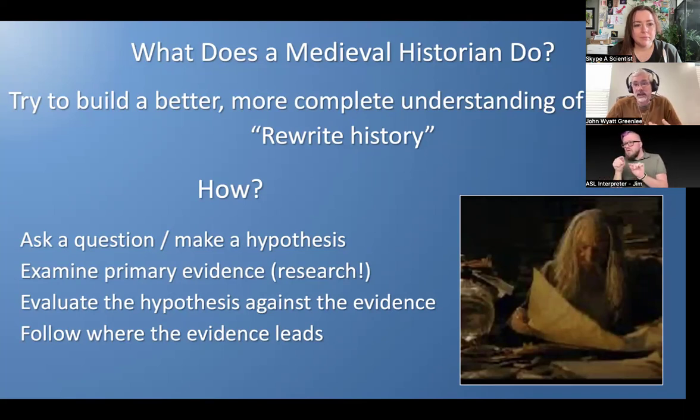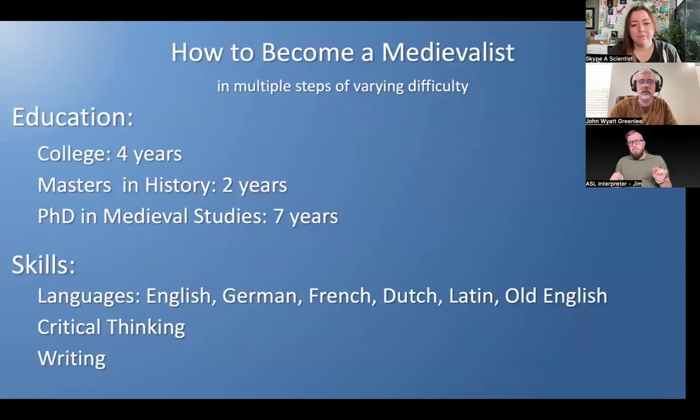And then I evaluate my hypothesis against that evidence. Does the thing that I thought I was going to show, does the evidence actually show that, or does it not? Do I have to reevaluate what I think happened and how I want to present it? And then follow where that evidence leads. So in a lot of ways, historical research is very similar in its broad strokes to scientific research. It looks different in some ways, but the big parts of it are the same.